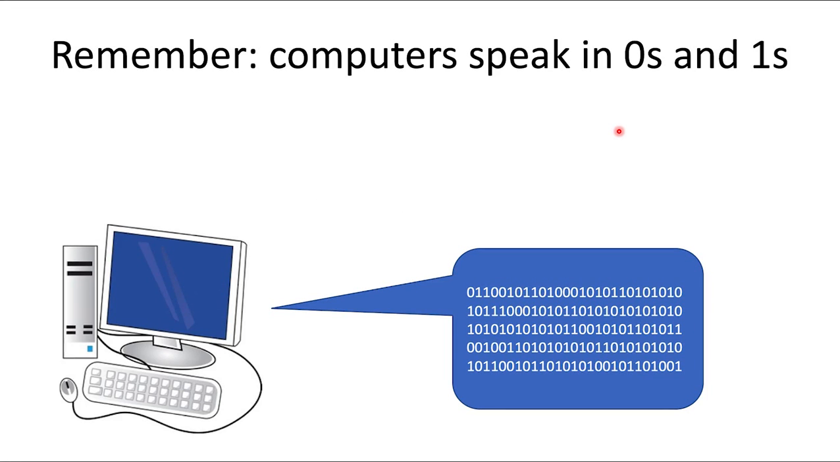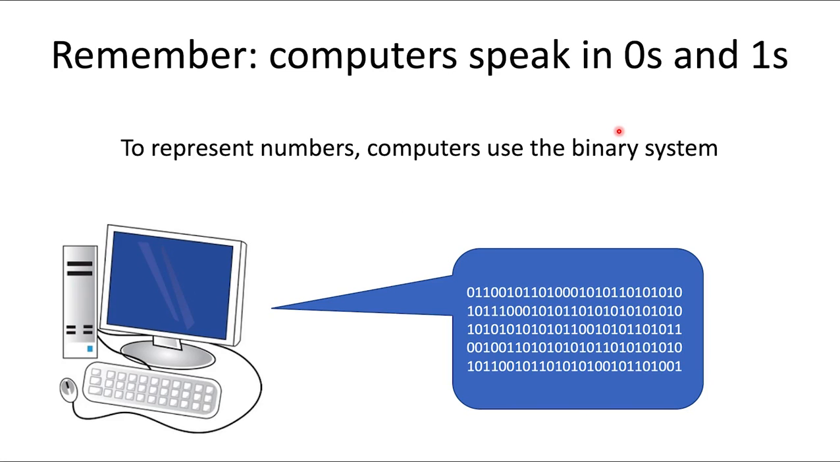Now that we have some familiarity with the binary system, let's try to work out how to do addition using circuitry. So remember, computers speak in zeros and ones, as I said last week, and to represent numbers, computers use the binary system. This means that if we want to add two binary numbers together, we have to develop a circuit to do this. So let's think about an addition circuit.